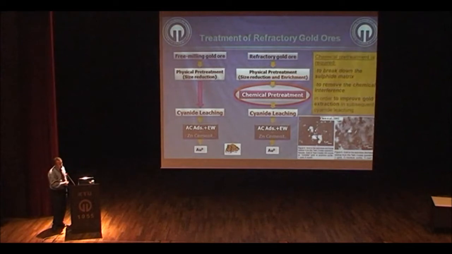When we look at the treatment of refractory gold ores, free milling ores are particularly easy to treat, and after only size reduction, more than 90% of the gold can be easily extracted in cyanide leaching. However, for the refractory ores, because gold is encapsulated in pyrite, arsenopyrite or pyrrhotite, it needs to contact cyanide solutions to dissolve. That's why they need a first chemical pretreatment to open up or destroy the sulfide matrix so that it can be exposed to the action of cyanide.